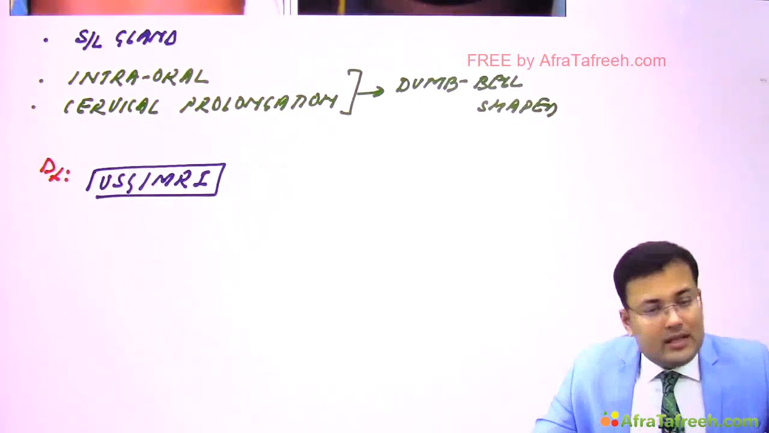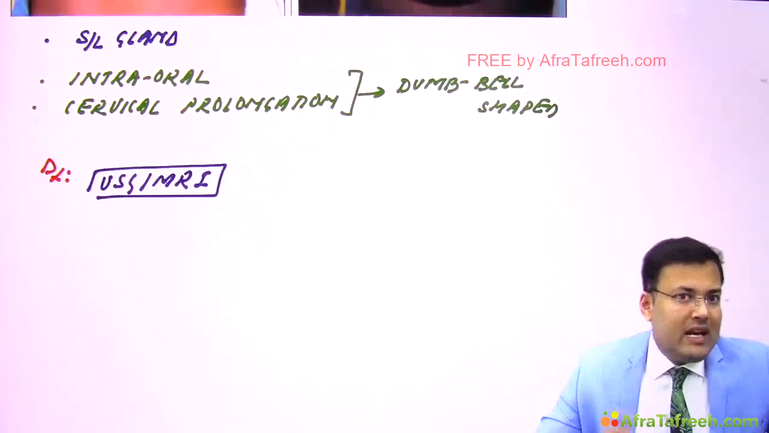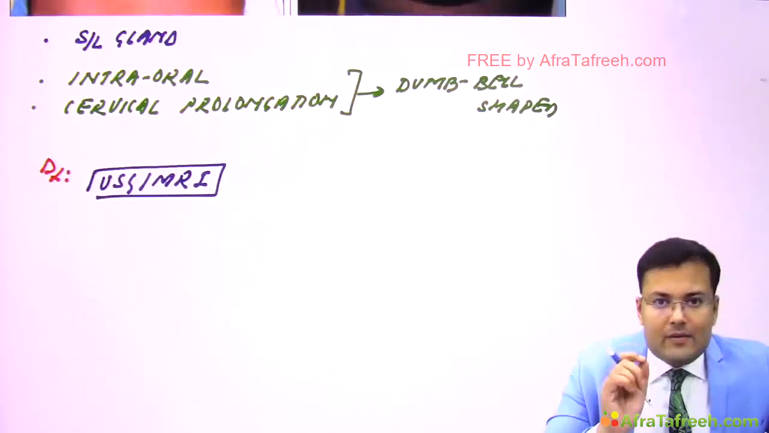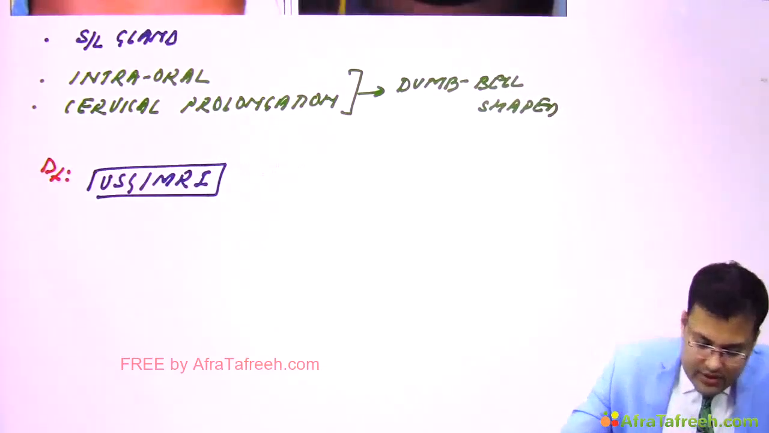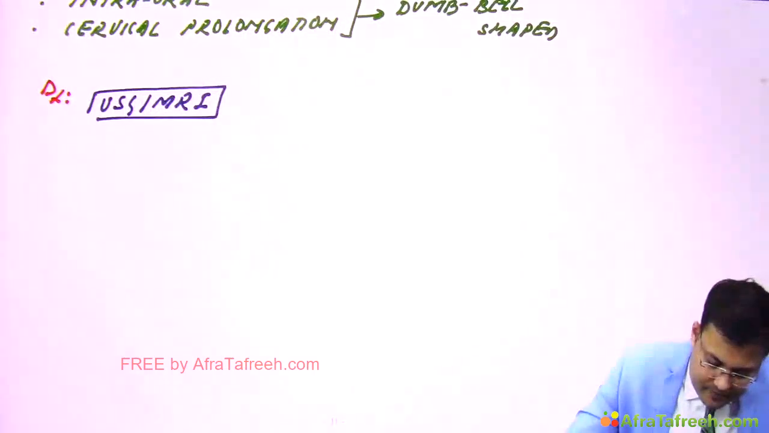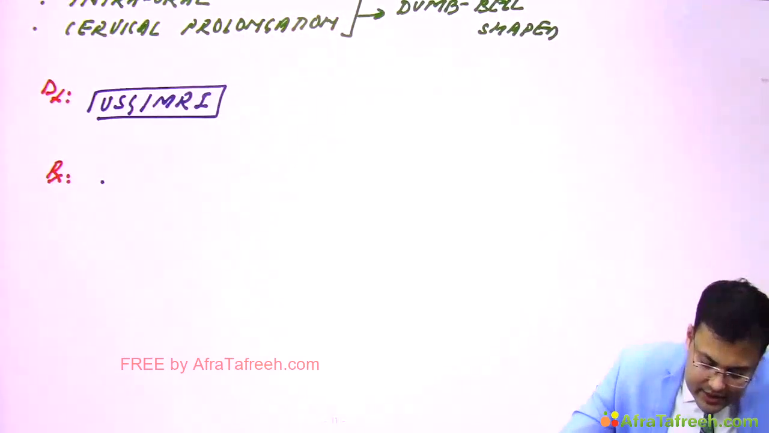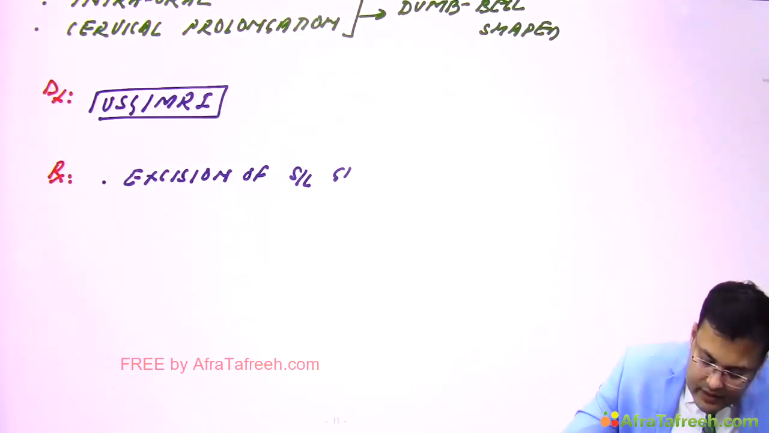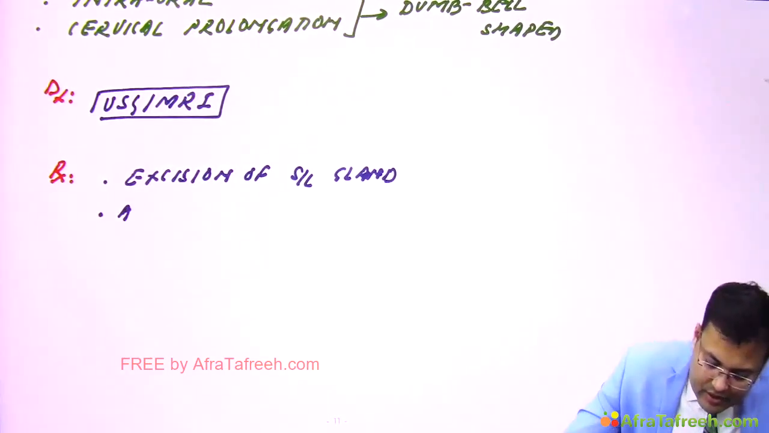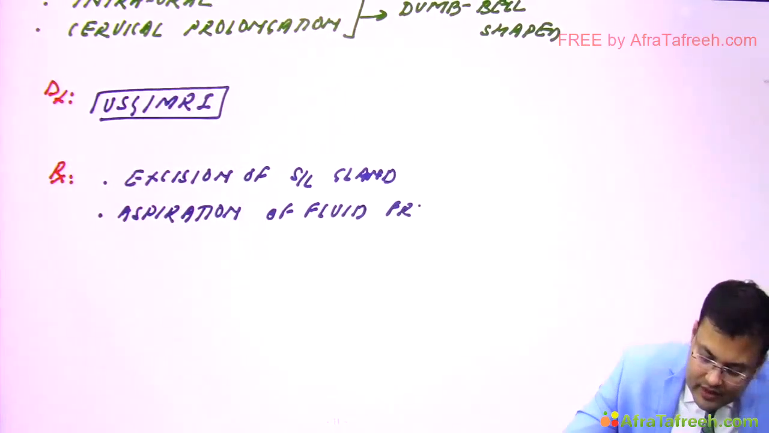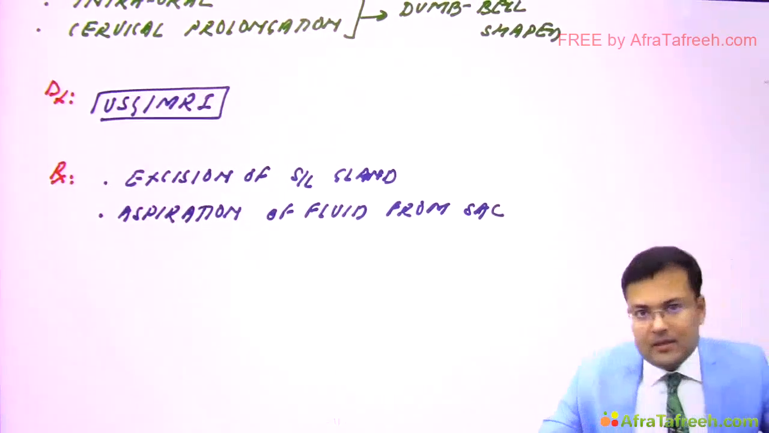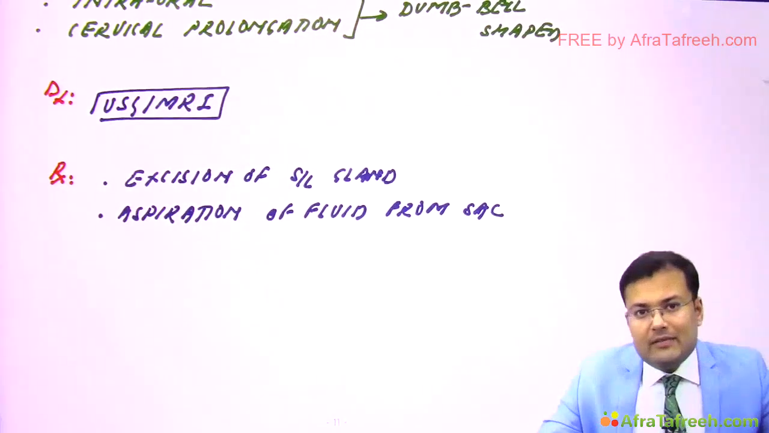In this case, since the swelling is in relation to the sublingual gland, you have to excise the gland. Apart from excision of the gland, you have to aspirate the fluid from the sac. So what's the treatment? Treatment is excision of the sublingual gland and aspiration of fluid from the sac. Clear? So this is how we are going to manage the plunging ranula. So this is all about salivary glands.